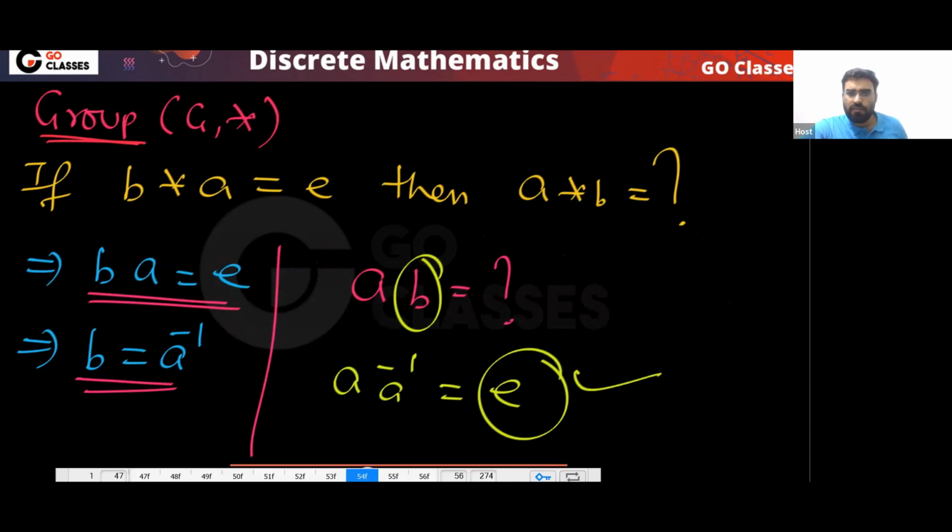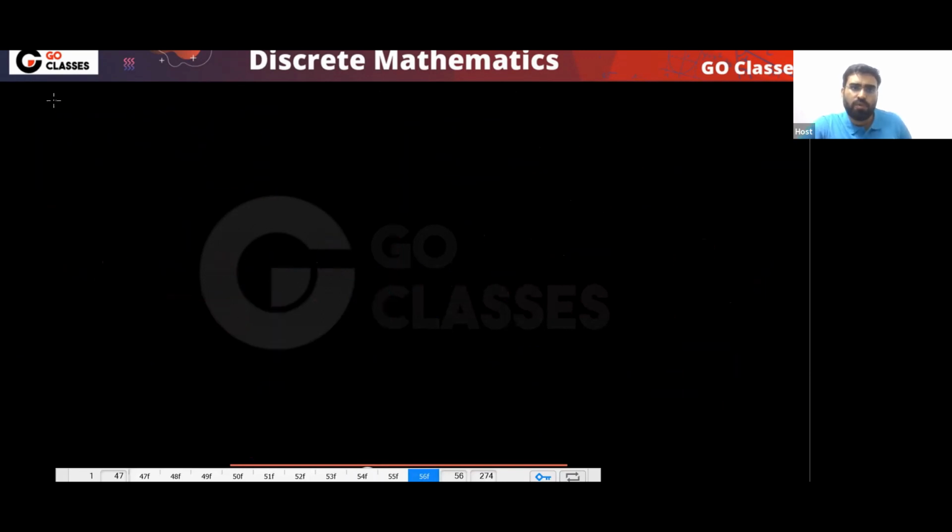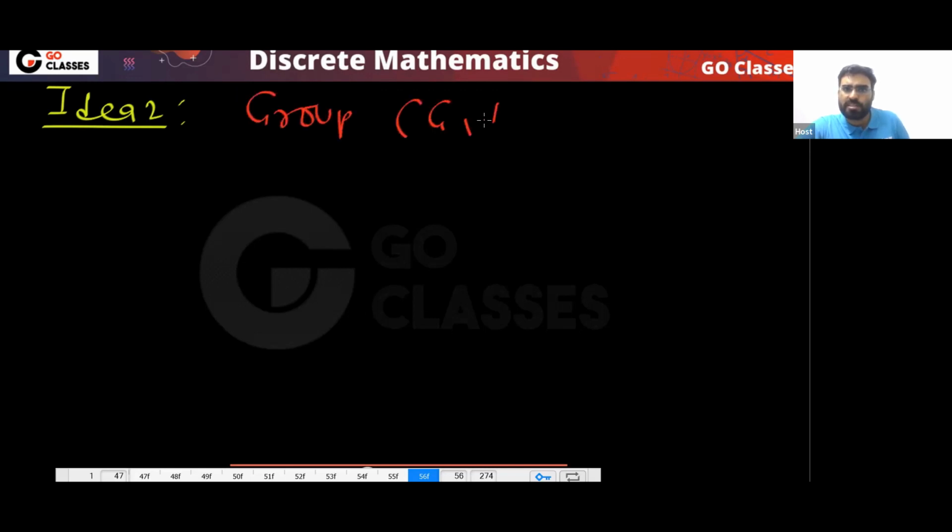What is idea number 2 here? See, look at this equation. You have a group, that is G comma star. This group you have, and this is given to you that AB is equal to E.